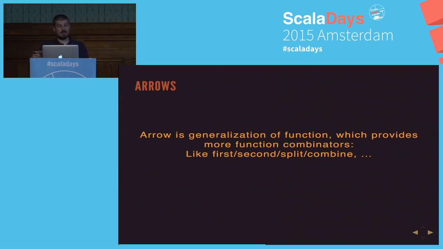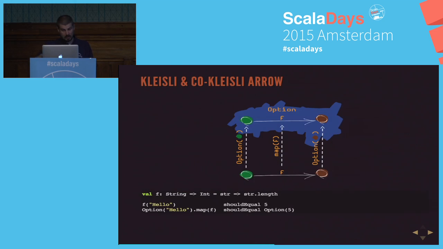And now it's time to summarize what an arrow is. An arrow is a generalization of a function which provides more function combinators. It means that in the framework we have one, and with arrow type classes we have a little bit more: first, second, split, combine, as you wish. But it's not all about arrow.